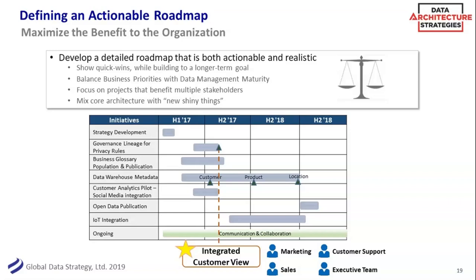Get all of your stakeholders together and then do a bit of a mix. So what you're seeing here, and hopefully in that list on the left, you're doing foundational things like lineage and glossary and data design, but maybe get some open data in there. Maybe do some IoT integration. Maybe try a graph database.